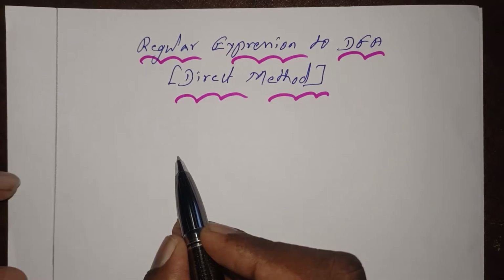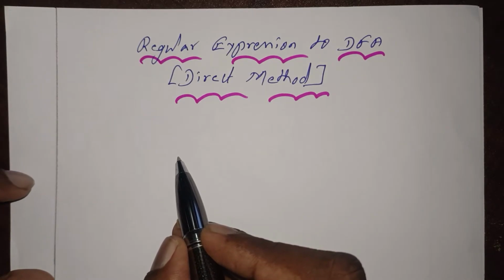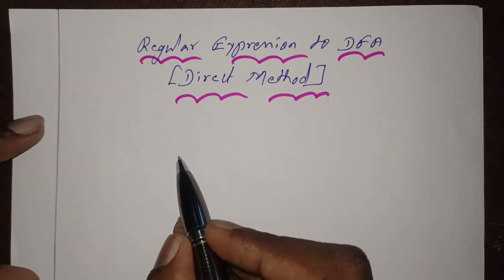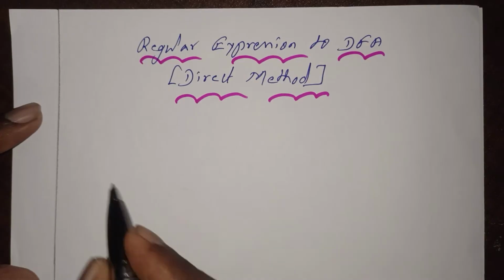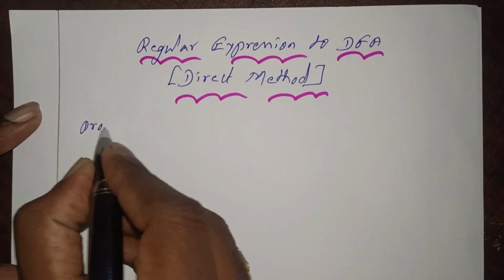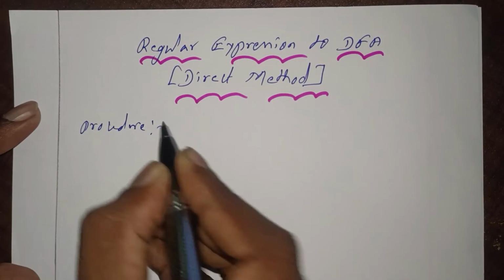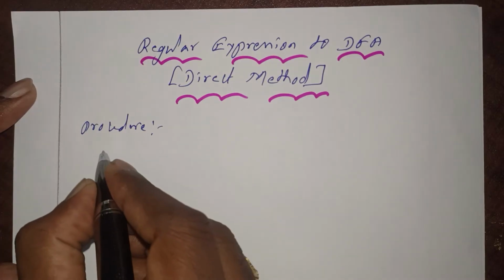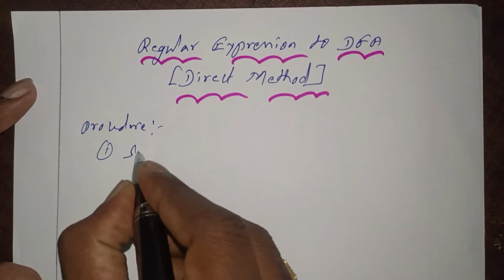Now I am going to explain all about regular expression to DFA conversion, and how it happens with the direct method. So let me take you to the topic directly. There is a procedure to be followed when converting a regular expression to a DFA in the direct method. Say for example, it starts with the syntax tree.